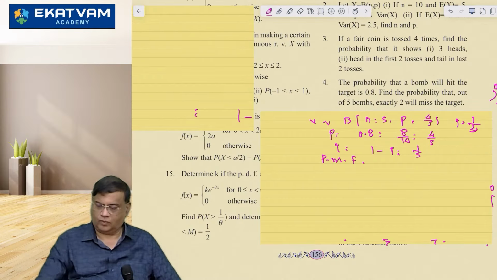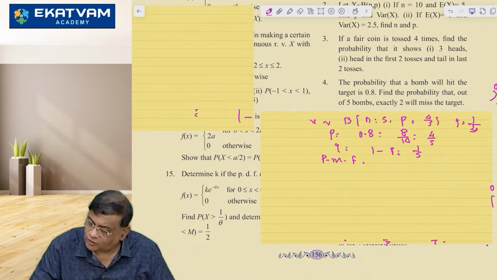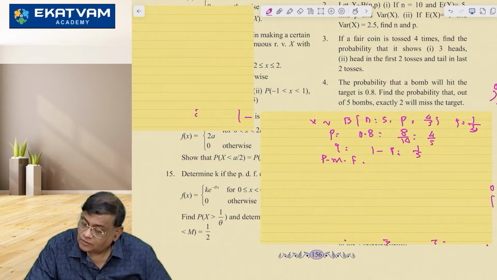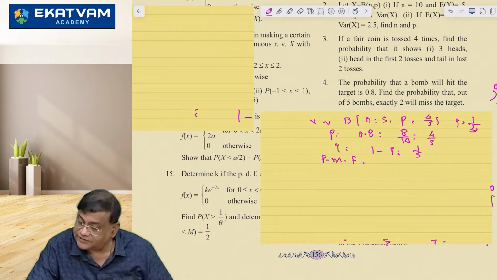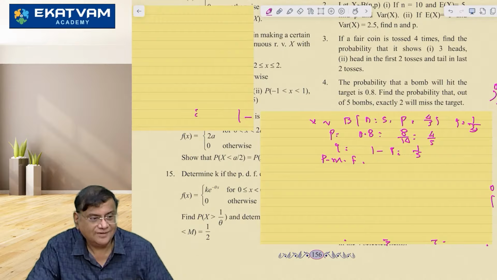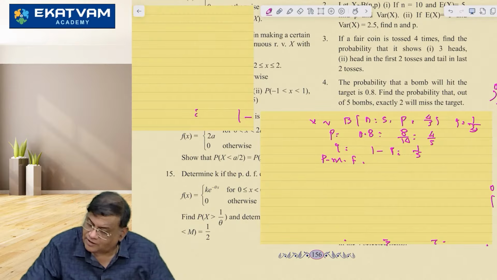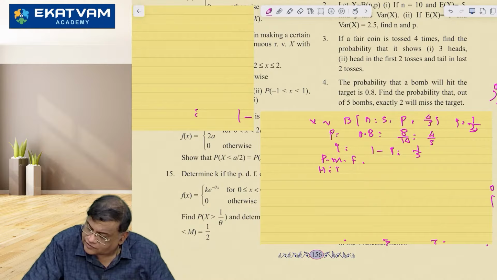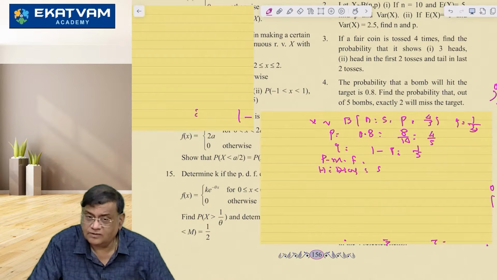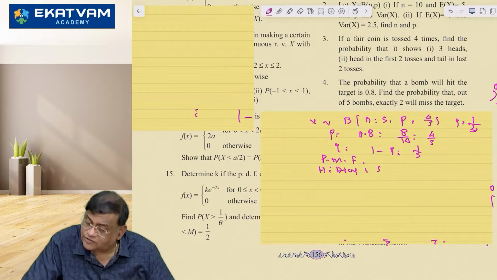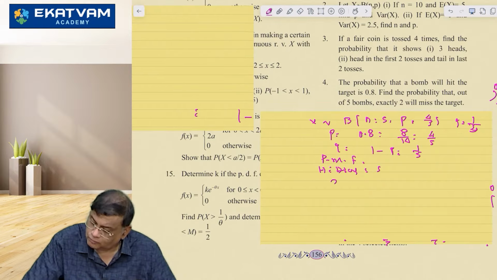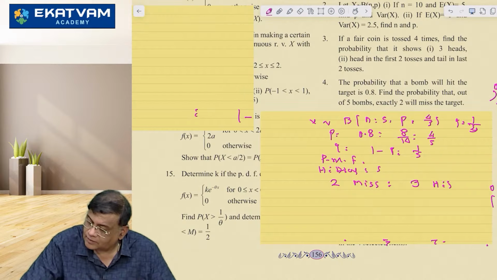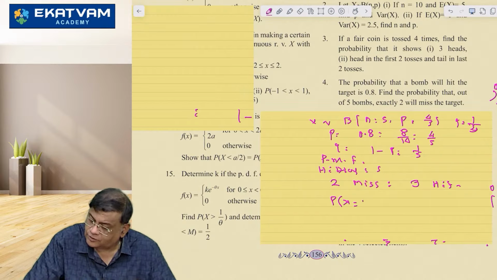हो गया. Now my question to you is they want what? Two will miss the target. एक मिनट stop talking. Hitting the target is a success ना? तो यहां तुम्हें लिखना पड़ेगा that hitting is success. समझा ना? अभी मेरे को बोलो to miss the target मतलब how many hit the target? 3. So to miss 2 मतलब 3 hit. And therefore actually you have to find probability of x is 3.